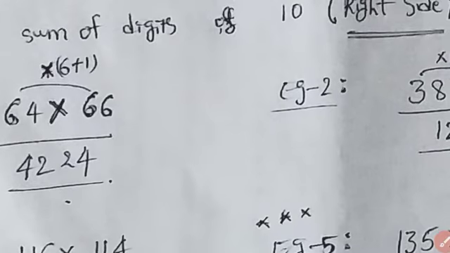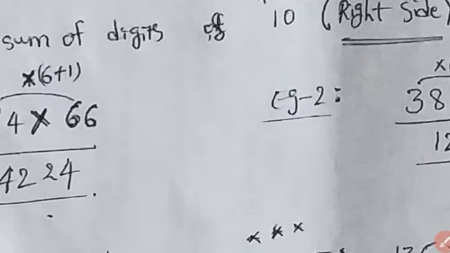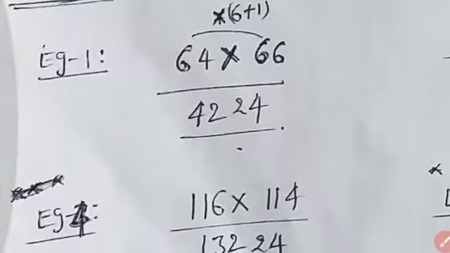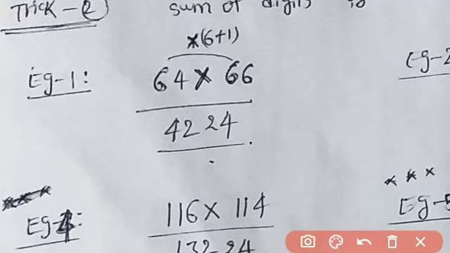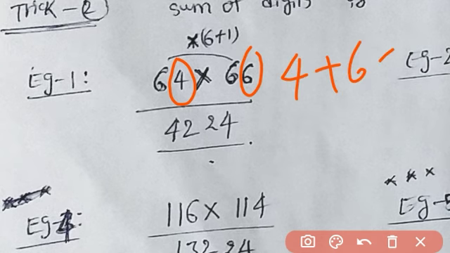Sum of the digits is 10, right side only. See here, right side digits we have 4 and 6. 4 plus 6 is how much? 10.